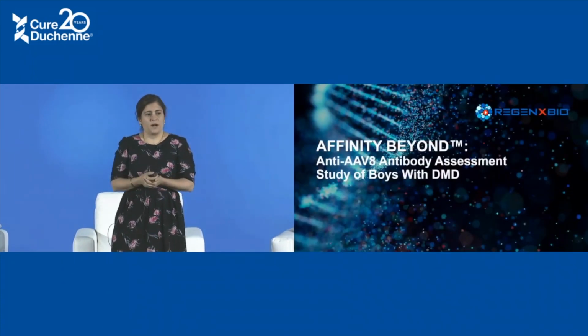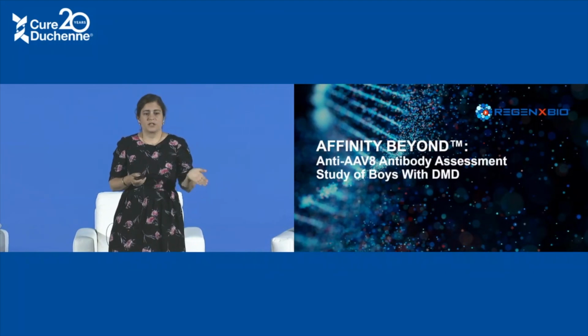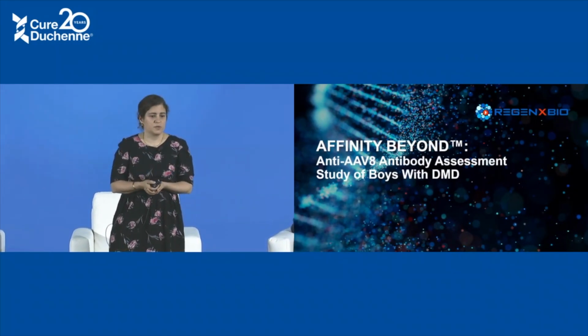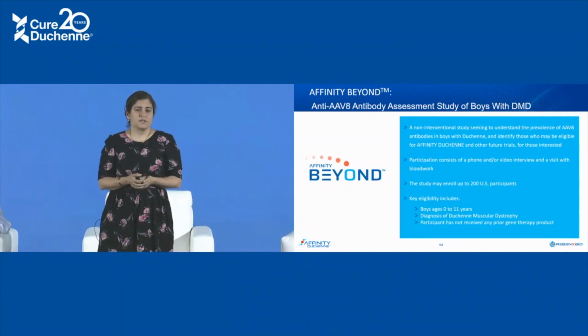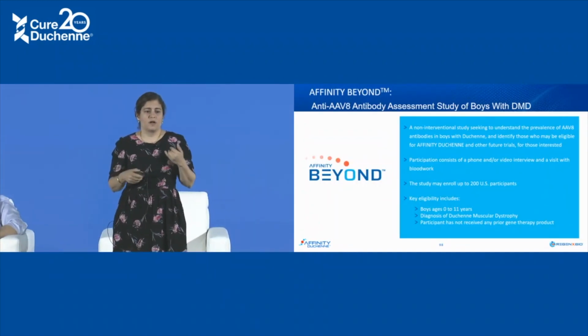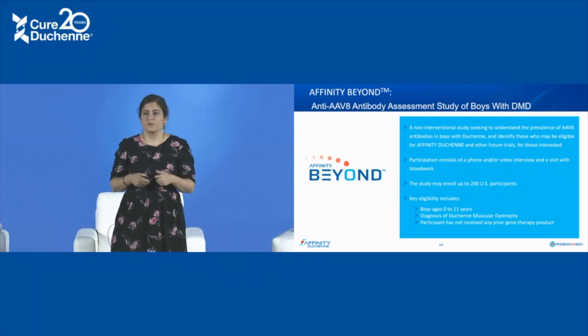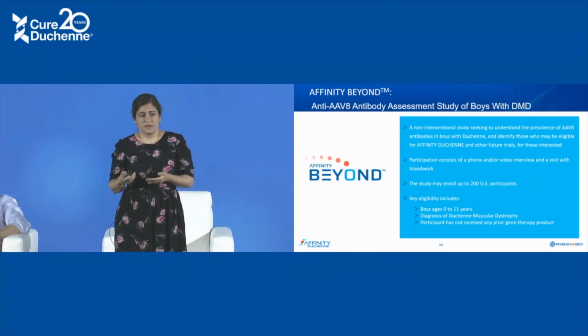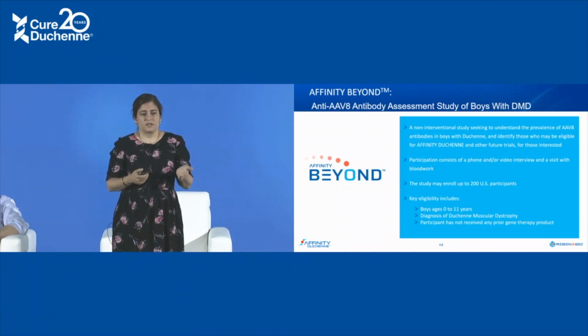Just a side note as well, beyond our gene therapy study, we have actually opened up another study called Affinity Beyond. This is an anti-AAV8 antibody assessment in individuals with Duchenne muscular dystrophy. So this is a non-interventional study that we've implemented to try to understand the prevalence of AAV8 antibodies in boys with Duchenne and understand who may be eligible for Affinity Duchenne or other clinical trials if you're interested. So it just consists of a phone or video interview and some blood work.